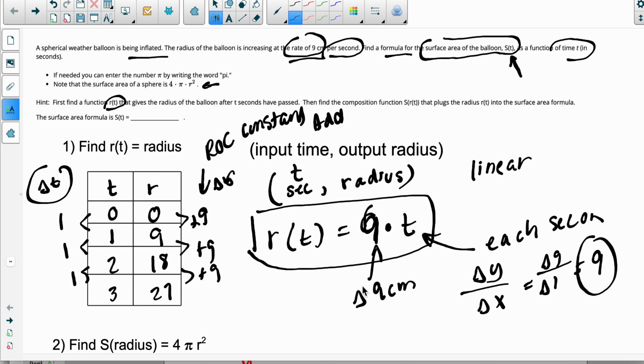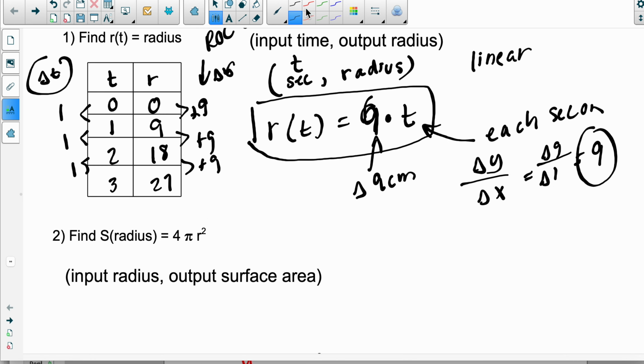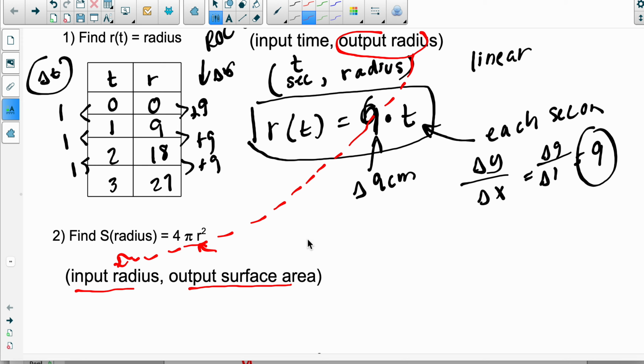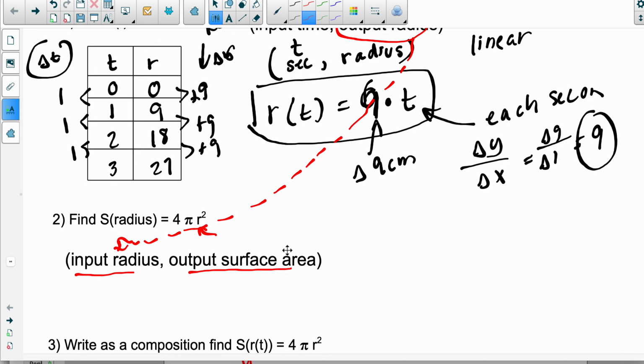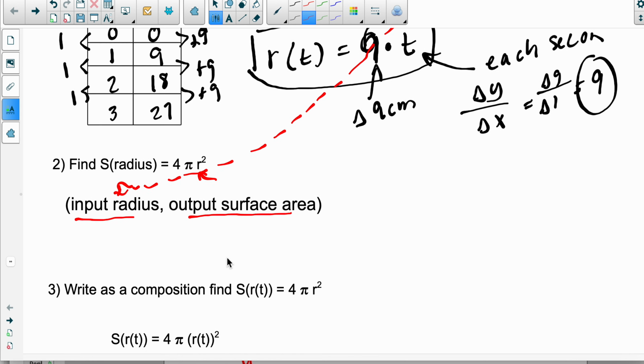Now let's look at my surface area function. To begin with, it has a radius in it, so I input radius and I output surface area. I want to take the output of my radius function, and that becomes the input of my surface area function. I'm composing those two functions, all right? But I don't want to have to do two steps, so I want to write it as a composition.